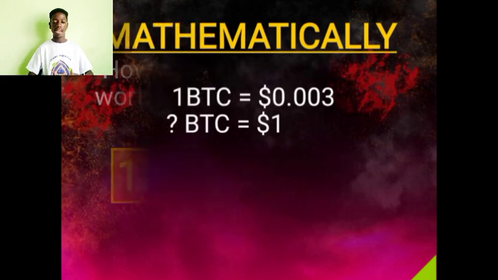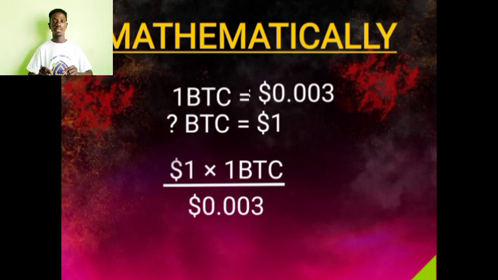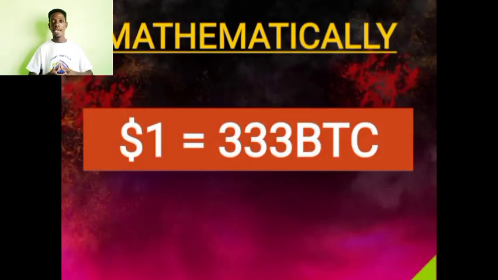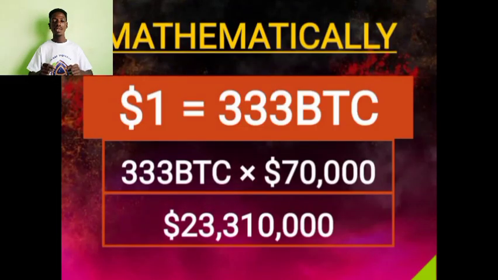And at the time that I'm recording this video, Bitcoin's price is around $70,000. So let's do this simple calculation. If around 2009 you bought Bitcoin with just $1, you would get 333 Bitcoins. And as the price is now $70,000, you are going to get 23,310,000 in your account with just $1 used to buy Bitcoin.